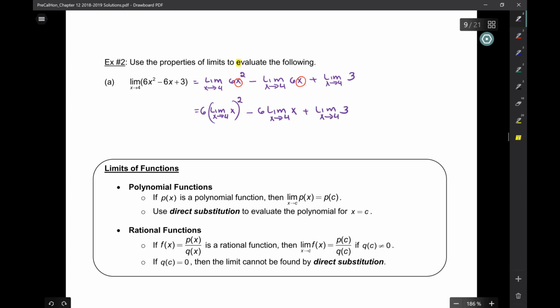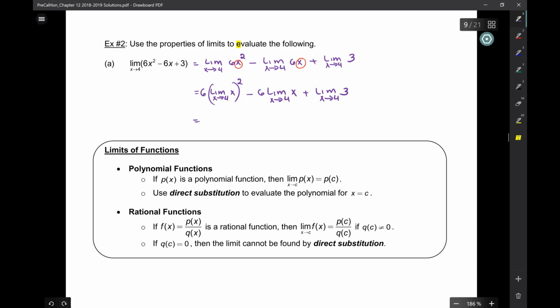okay? Now look, how much is this? This I know exactly what it is. How much is that? 4. And now I have 6 times 4 squared minus 6 times, how much is that? 4. Plus, how much is that? 3. And in the end, I have 75.